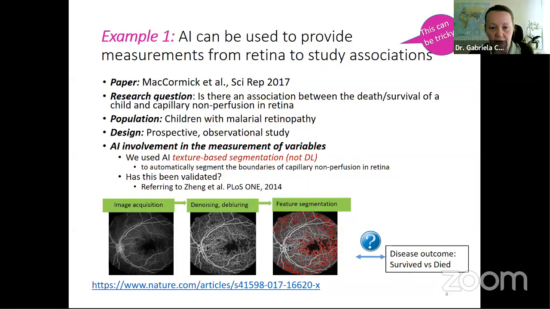After that, we divided the retina into several sectors, of course the central sector and also the peripheral sectors. We had 24 sectors going all around. In each of the sectors, we calculated the proportion of capillary non-perfused pixels. Then we applied statistical modeling, something like a linear regression model, where we wanted to check whether there is an association between the amount of capillary non-perfusion that we see and whether the child survived or died, and we did confirm the association. So that was one example.